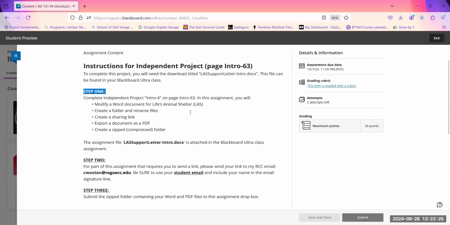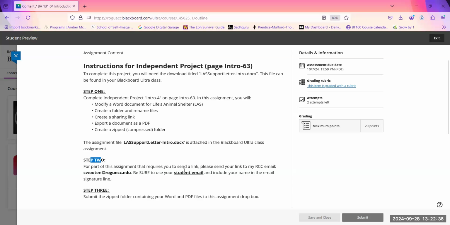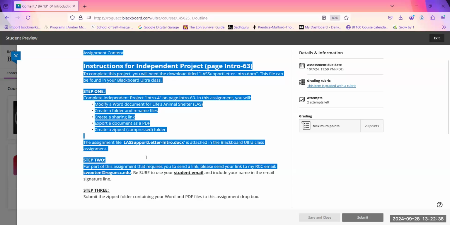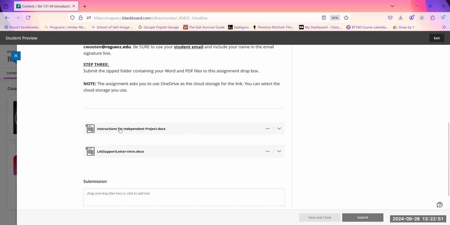But step 1 is you're going to use the intro file. You're going to make some edits after you've read the chapter. And step 2 is you're going to send a link to my RCC email. And step 3 is you're going to submit your zipped folder. This will all make sense after you've read the chapter. So you're going to submit that along with your PDF files to the assignment Dropbox. And you've got your files that are there for you.